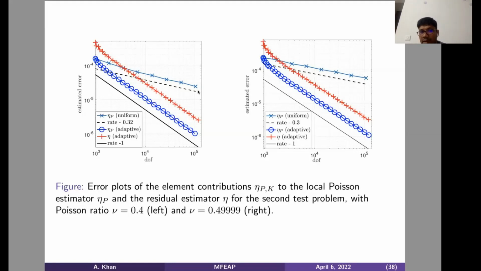But if we use adaptive mesh, then we actually get the optimal convergence rate, rate 1, because we are writing in terms of degrees of freedom. So rate 1 actually indicates order 2. So we are seeing that our residual estimator is also decaying with the optimal convergence rate, and also the Poisson estimator. Similarly, when we look at a different choice, 0.49999, again it is decaying with the optimal convergence rate, but when we use uniform mesh, it is decaying with 0.3.